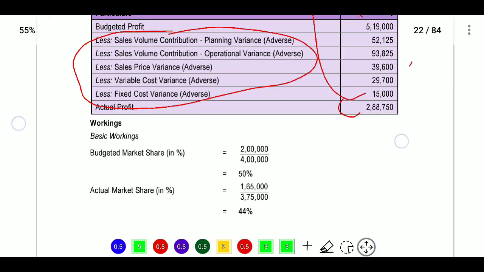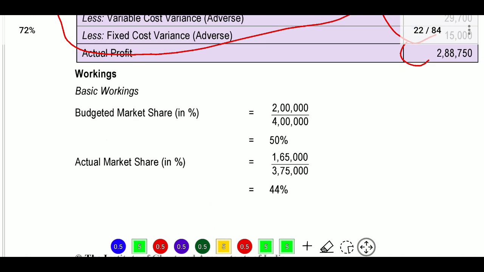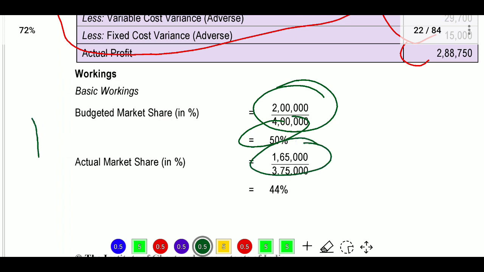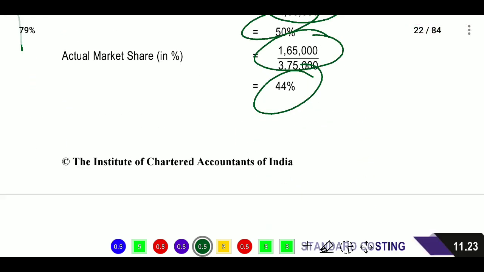Firstly, we have budgeted market share. How do we get it? 2 lakh divided by 4 lakhs, we got 50%. Next, actual market share. It is 1 lakh 65,000 divided by 3 lakh 75,000. That is 44%. This also we have calculated.